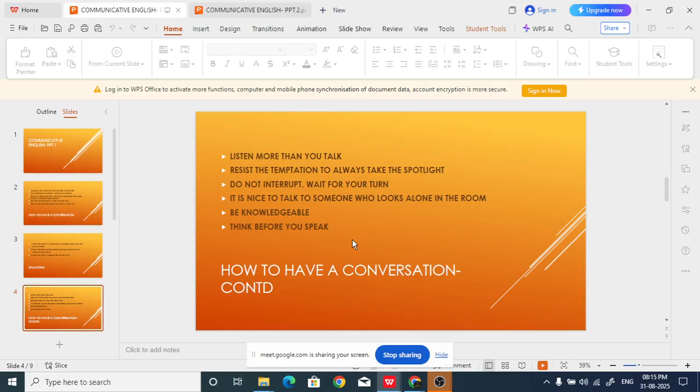It is nice to talk to someone who looks alone in the room. Suppose in the room there are about 20 people and one person is alone standing there. It's better you go to him or her and start a conversation. Suppose already two or three people are talking. You don't go and join, because they may be talking on some subject and you will be an odd man out. So you go to somebody who is alone in the room and talk.